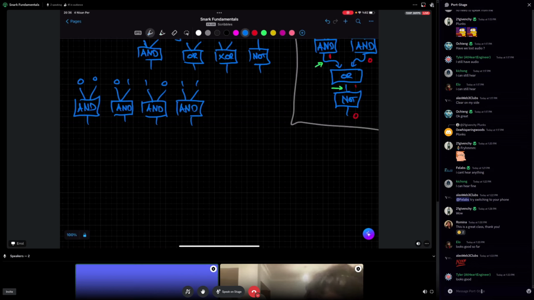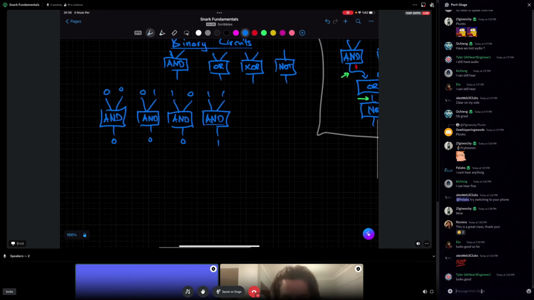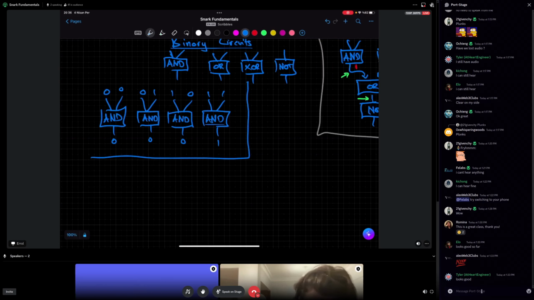So if we have false and false, well, they're not both true, so it's 0. If we have false and true, they're not both true, so we have 0. If we have true and false, they're not both true, so we have 0. And if we have true and true, they're both true, so we have 1. Okay? So when we have an AND gate, we're only ever expecting to see one of these 4 possible combinations.